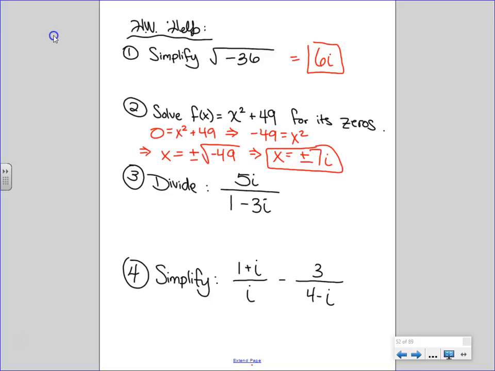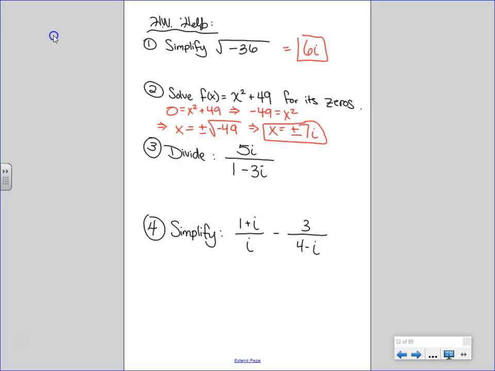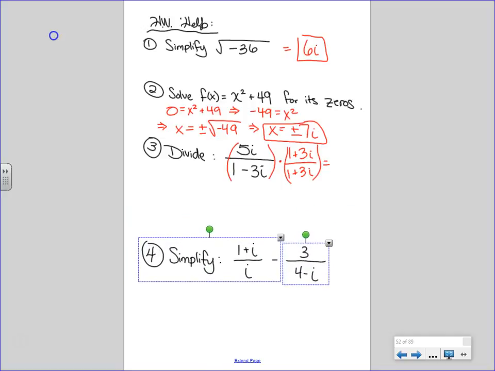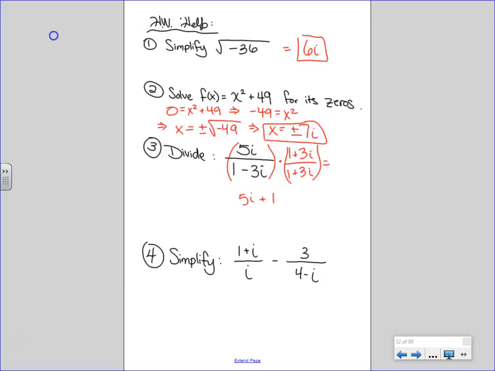Has anybody at least started the division one? What'd you multiply by? Nice, that's the conjugate. Probably distributed, right? Didn't kill anybody? I agree. Hopefully not.